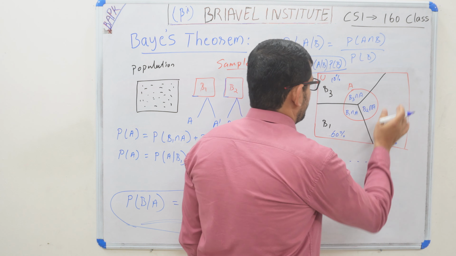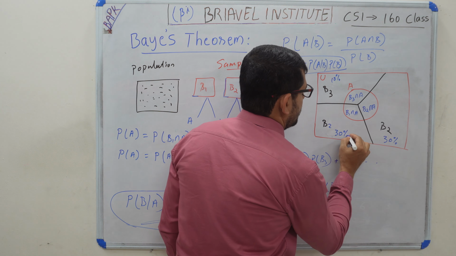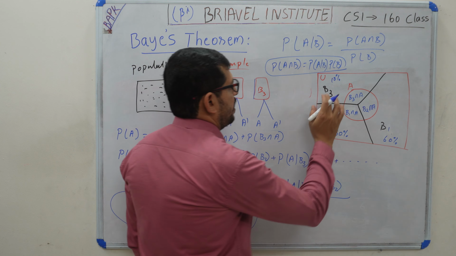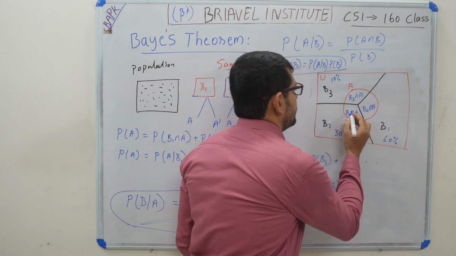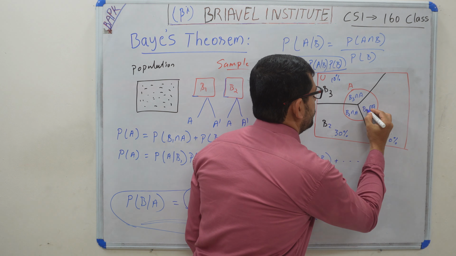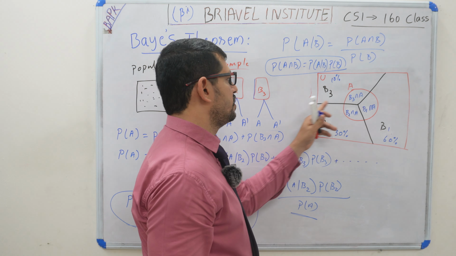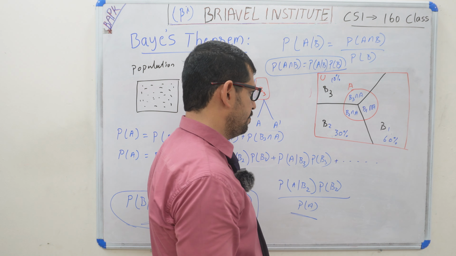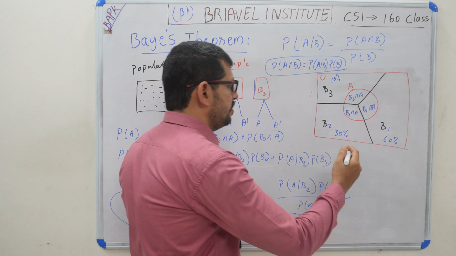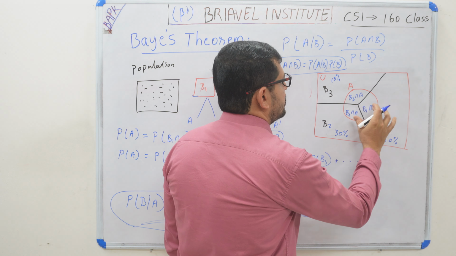Here I write B1 as 60%, B2 as 30% and B3 as 10%. The notation is changed because the portion is big and some confusion may come. So I take this portion as B1, this portion as B2 and this portion as B3. B1 supplies 60%, B2 supplies 30%. B1 intersection A, B2 intersection A.